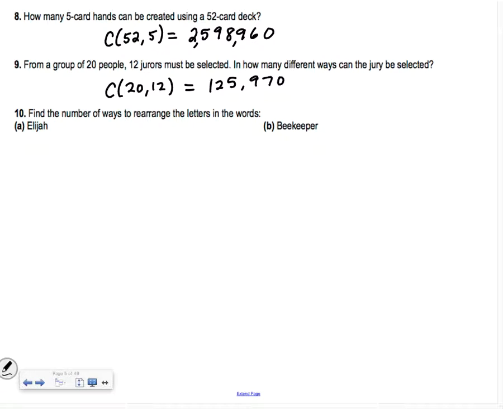All right, find the number of ways to rearrange the letters in the word Elijah and beekeeper. 1, 2, 3, 4, 5, 6. All right, so how many letters do I have in the name Elijah? 6. Do you guys remember the trick?